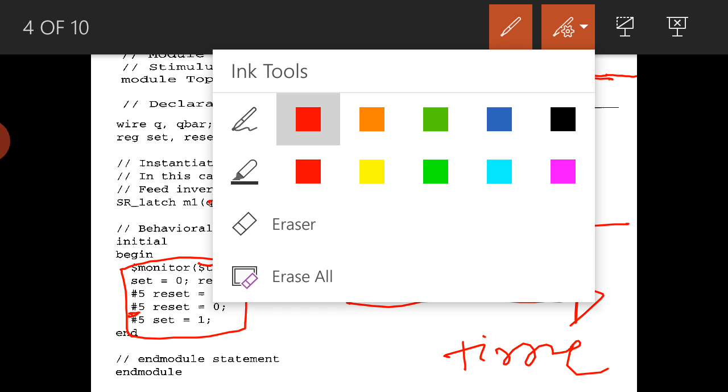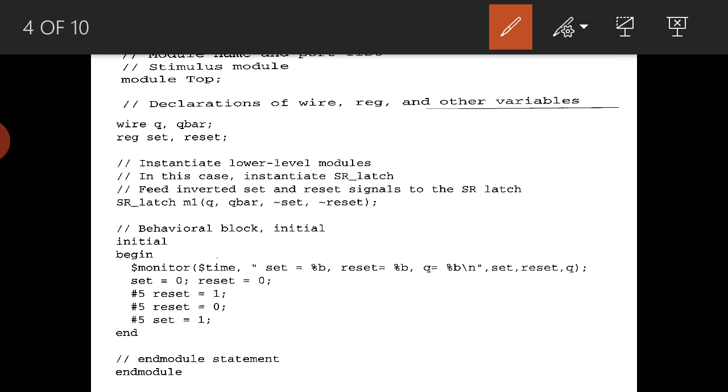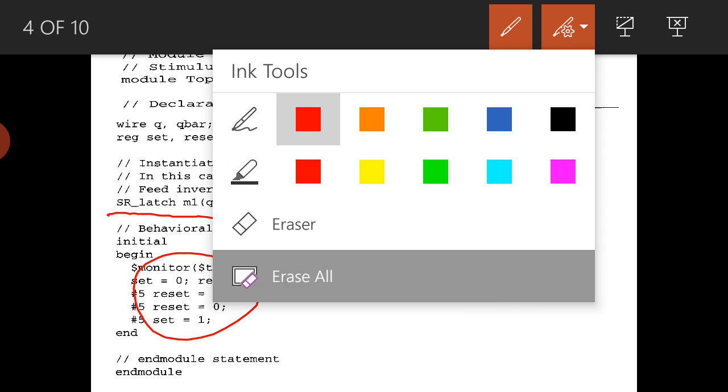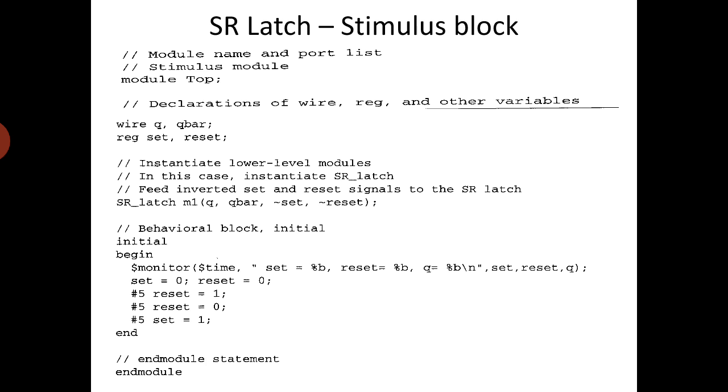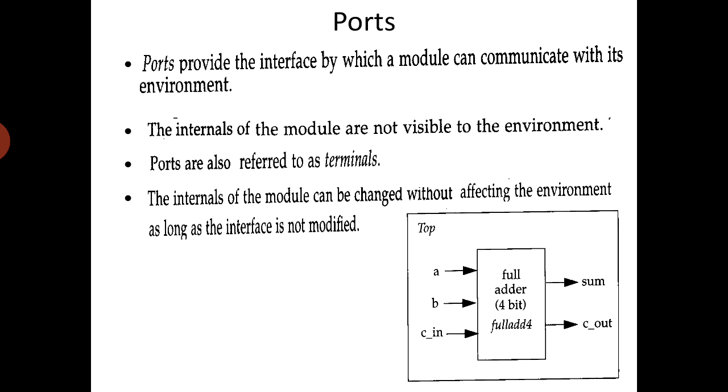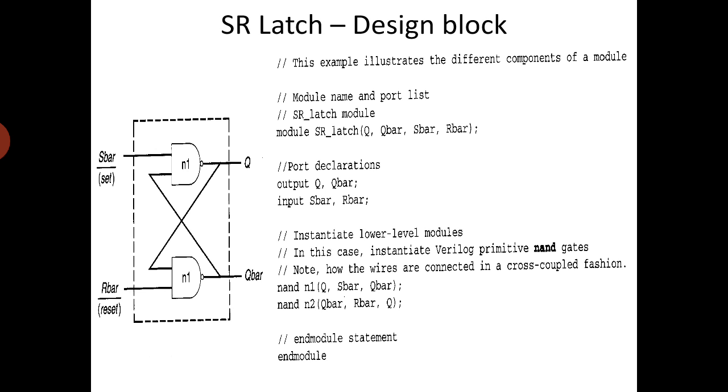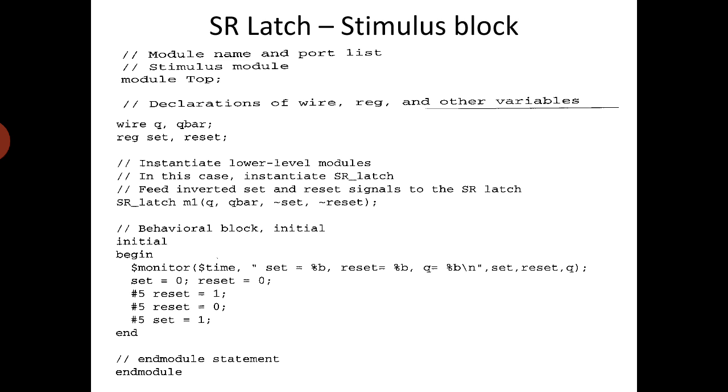Okay, and the stimulus block components here are the port list, module name, declaration, calling the design block, and generating the values for the inputs of the design block. So this is with respect to the stimulus block. After seeing the design block and stimulus block, this is how the sample code looks, how we need to write Verilog code for the design block and stimulus block.